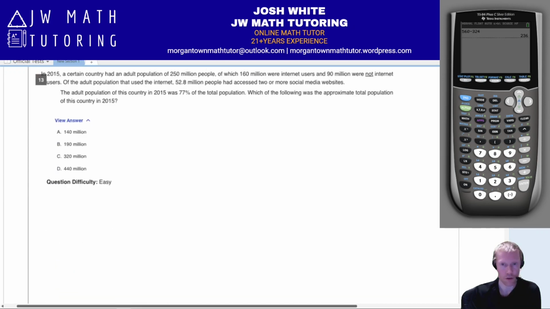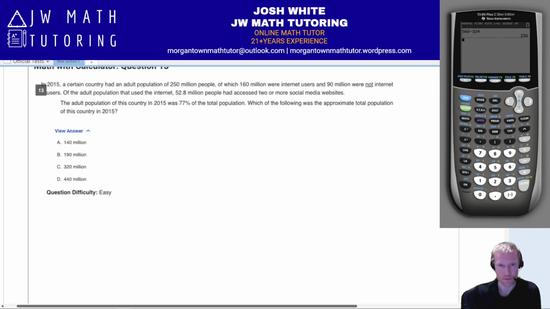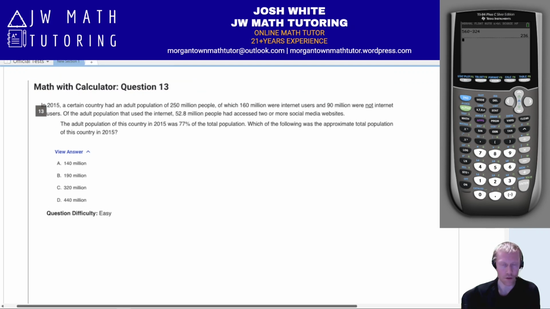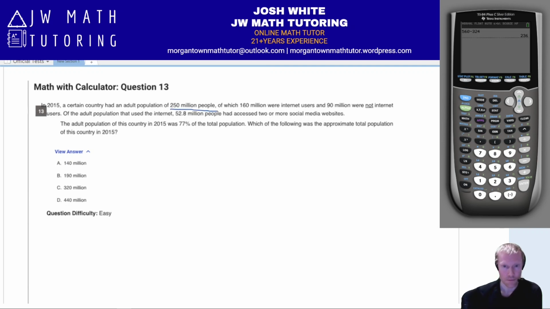For question number 13, the information here also relates to 14, the next question as well. So they give you a lot of information initially, but to actually answer this question, all you need is one piece of information, which is the 250 million people. So they tell you the adult population is 77% of the total. What's the total population? Two different ways you could set this up and solve it.